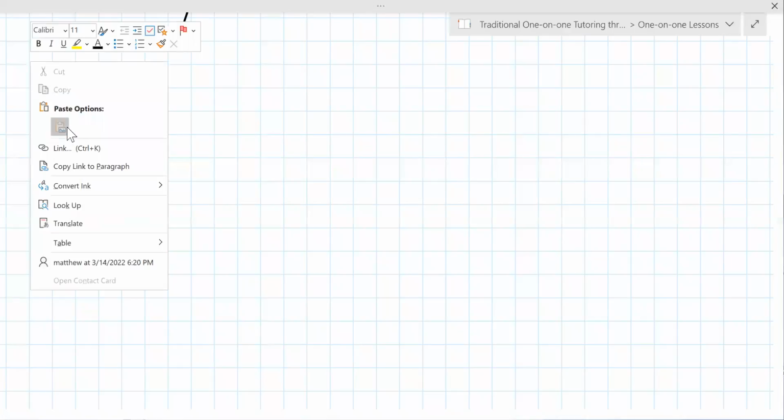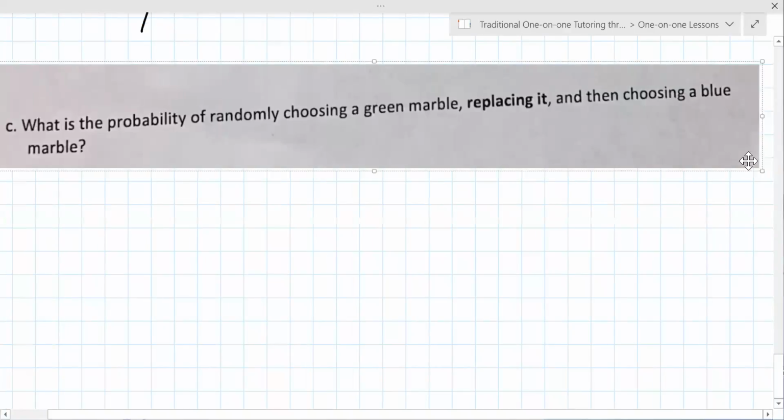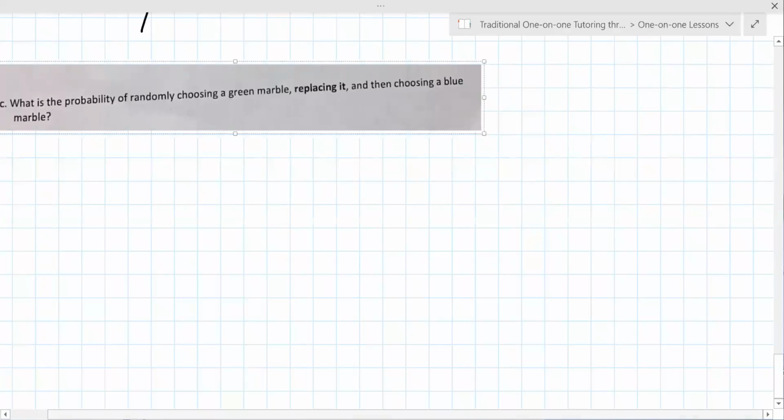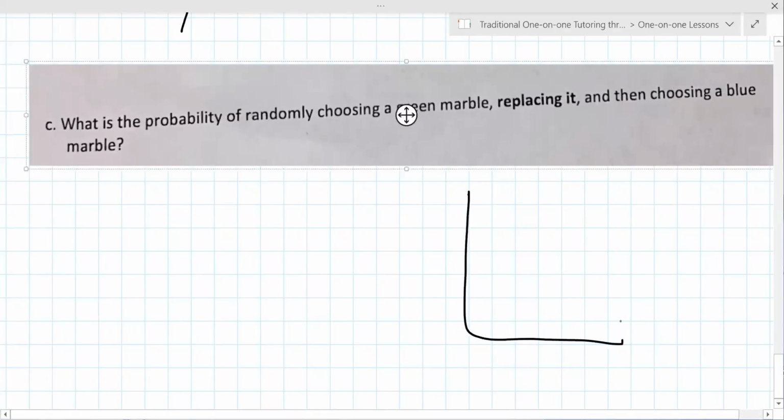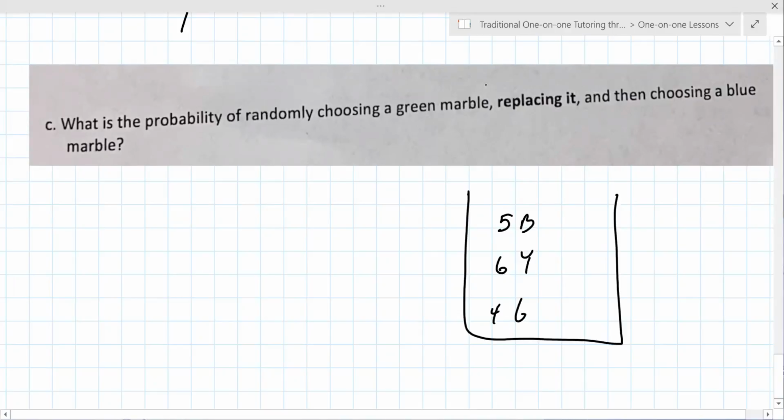All right. So next question, same scenario, but this time you replace. We were starting out with 5 blue, 6 yellow, and 4 green. This time though you're getting a green marble. So what's the probability of getting a green marble? It's the number of green divided by the total. The total includes the green though, because the total is everything.